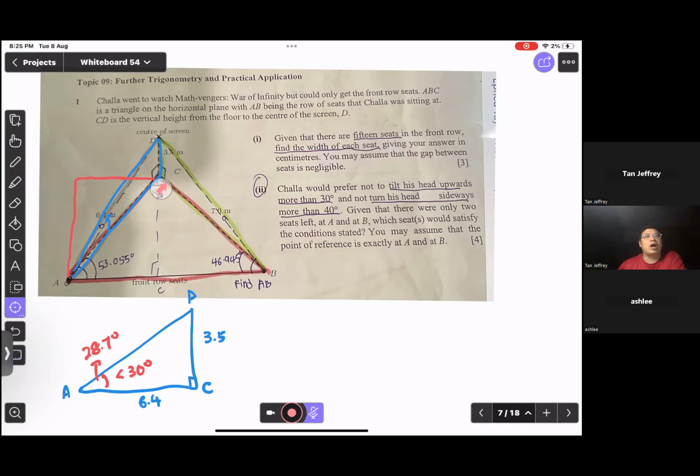Actually, this is C. So I will call this maybe something else, maybe Y. Let's call this Y, because C is already taken. So you find AY, right? AY would be this. So this AY will also be this AY.